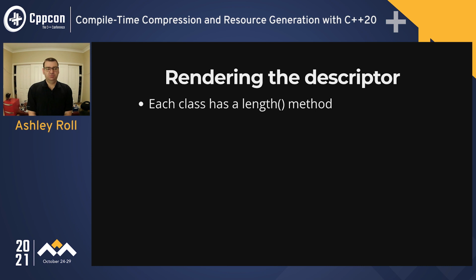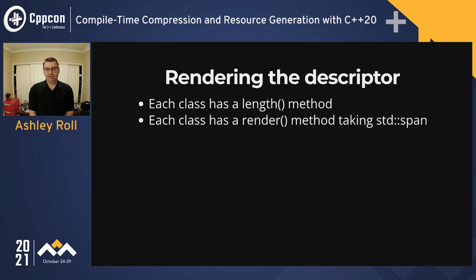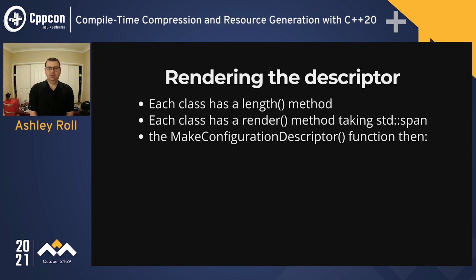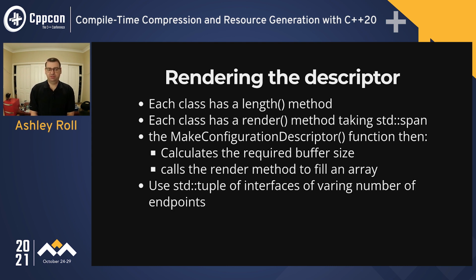Rendering the descriptor is a little bit more tricky. Each class has a length method, so the configuration has a length, which uses the length in the interfaces, which uses the length in the endpoints. Each of them also has a render method that takes a span for the buffer that we're going to write into, and we then calculate the size of the buffer, and call a render method to fill the array.